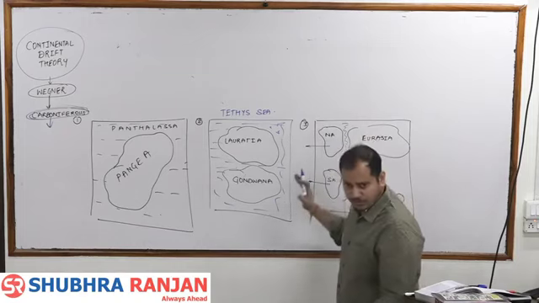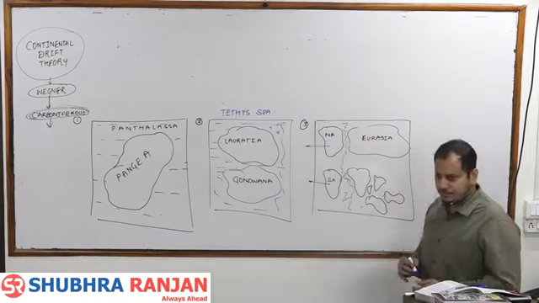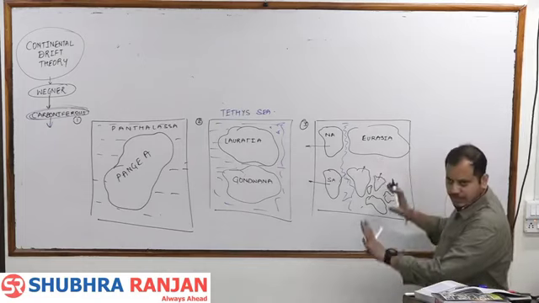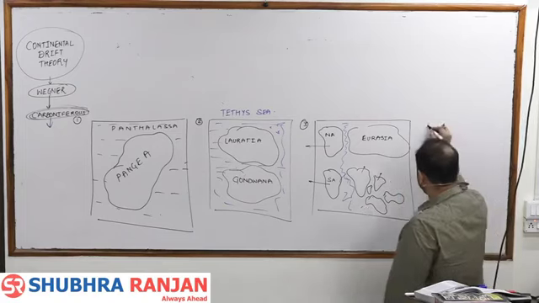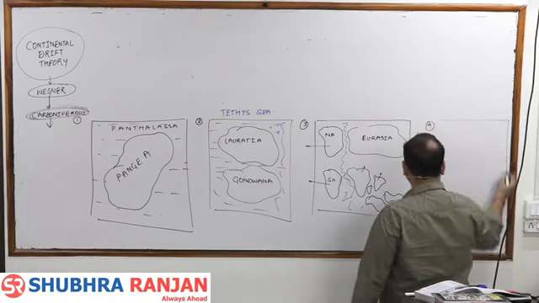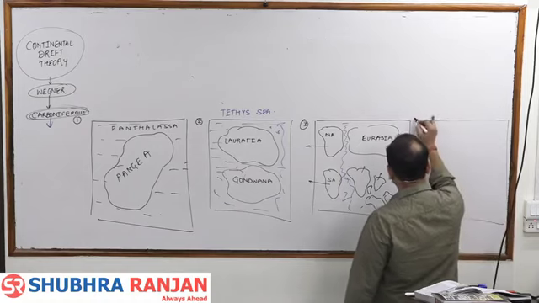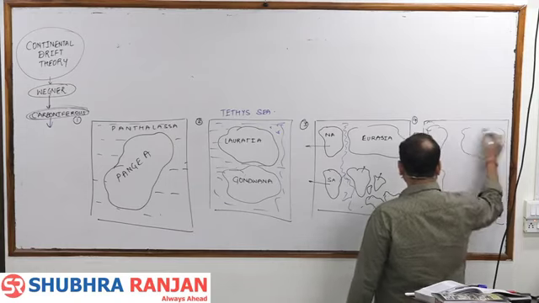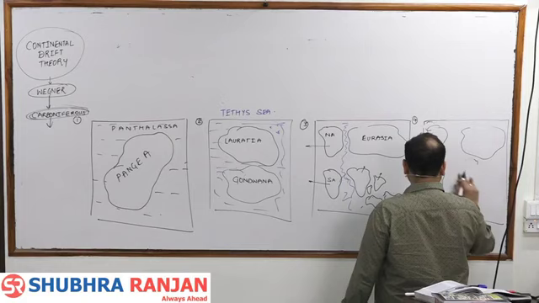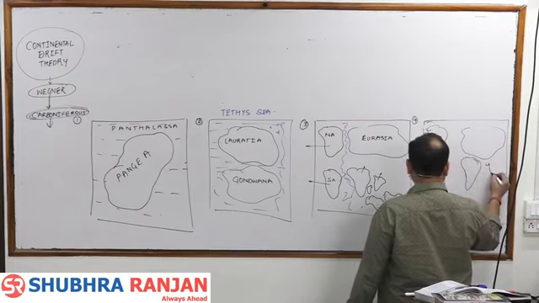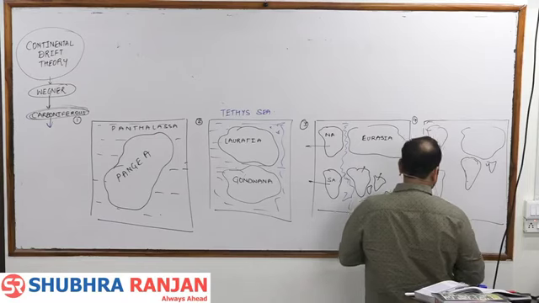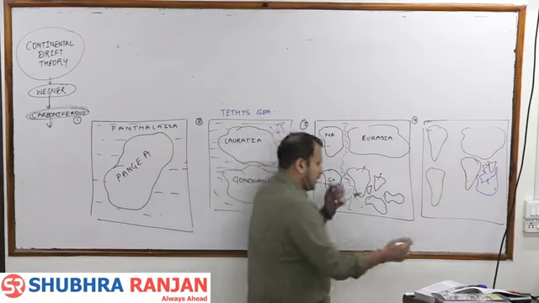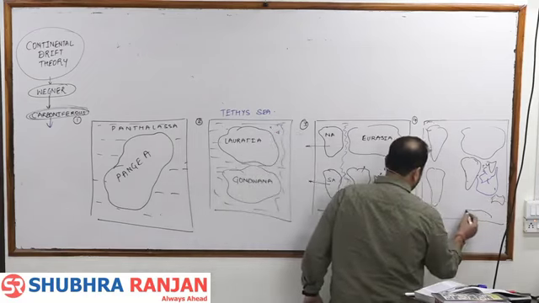Fine? Panthalassa's water was already there. This became an Atlantic Ocean. And then he said that Africa and India started moving northwards. As India started moving northwards over the period of time, Asia, Africa, and India kept moving northwards. As India moved northwards, this ocean became an Indian Ocean. And then Australia remained here and Antarctica remained here.